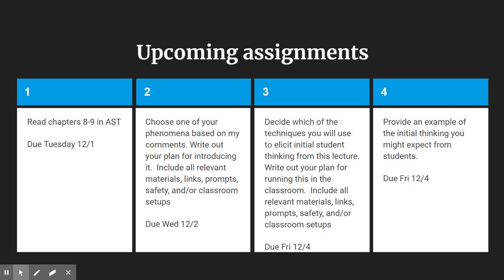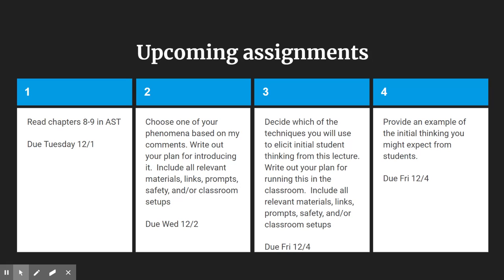The next assignment is to decide which of these 4 techniques I just spoke about, and that you have been reading about, to elicit initial student thinking. Write out your plan for running the eliciting part. Same rules apply. What are the relevant materials? If you're doing modeling, do they need whiteboards? Are they doing it on small white sheets of paper first? If you're doing predictions, do you have a slide with your 3 predictions on it? Everything. I'd like you to tell me all of the things that you need.